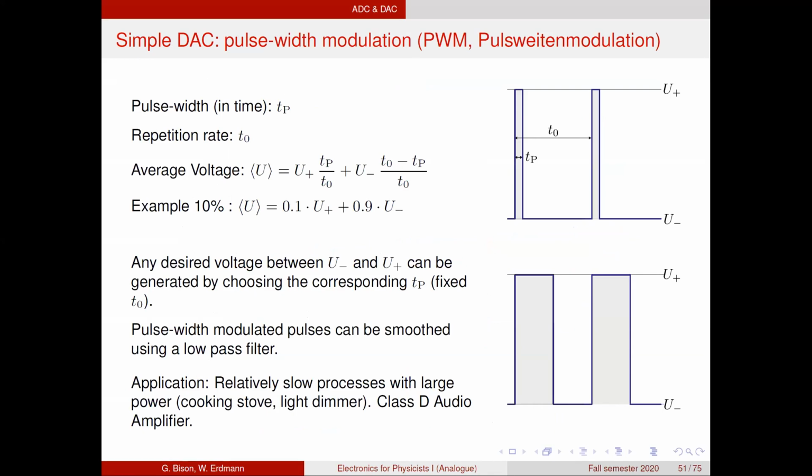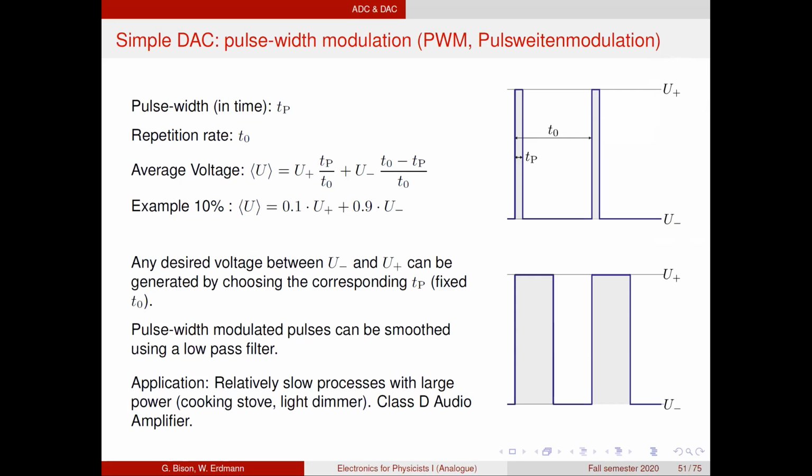Now, in order to explain analog to digital conversion, it's beneficial if we first explain digital to analog conversion. And the simplest DAC is pulse width modulation. So imagine we have two reference voltages, U minus and U plus, and we have a very simple system that can connect our output either to the minus reference voltage or to the plus reference voltage.